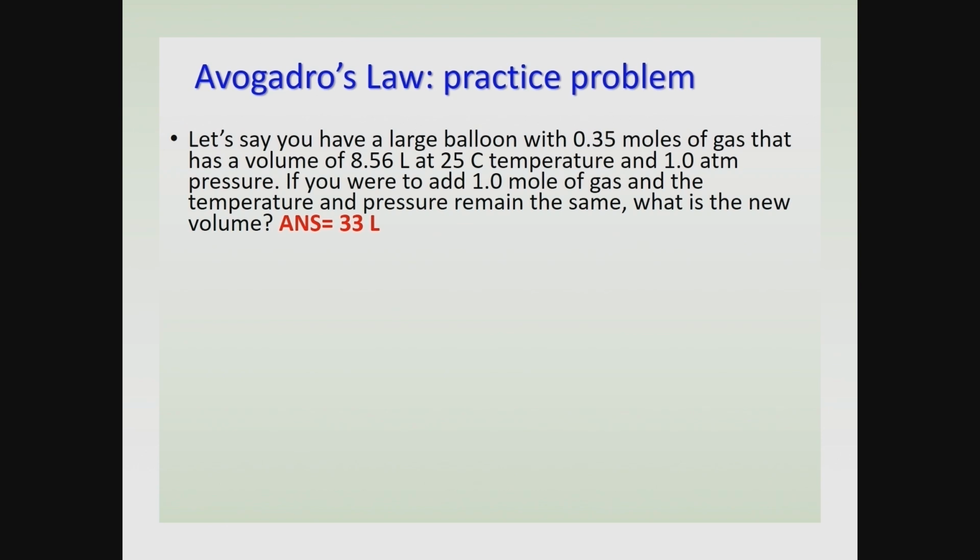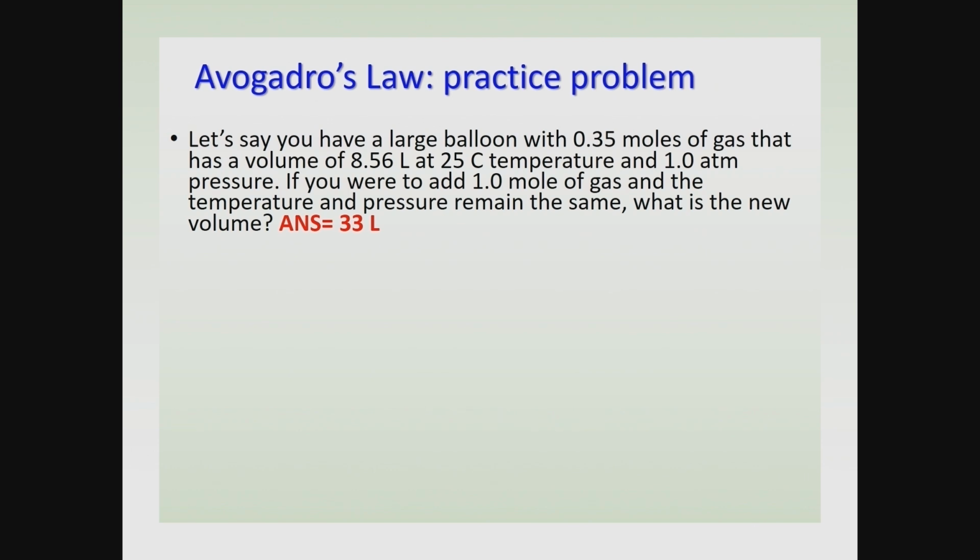It says, let's say you have a large balloon with 0.35 moles of gas that has a volume of 8.56 liters at 25 degrees Celsius and 1 atmosphere pressure. If you were to add 1.0 mole of gas to this and the temperature and the pressure remain the same, what is the new volume? So let's go ahead and see if we can solve this problem here.